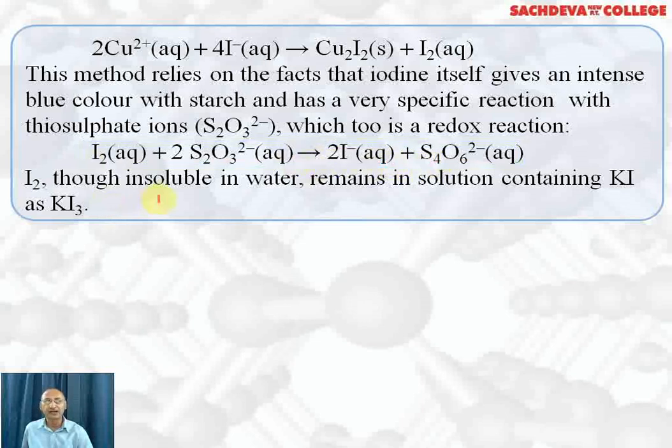Iodine, though insoluble in water, remains in solution in KI as KI3. So if you are asked why iodine is more soluble in KI solution than in water, the answer is that it is due to the formation of a complex compound, potassium triiodide. It breaks down into potassium ion and triiodide ion. That's why it is soluble in water. This redox titration is also called iodometric titration, in which starch is used as an indicator.